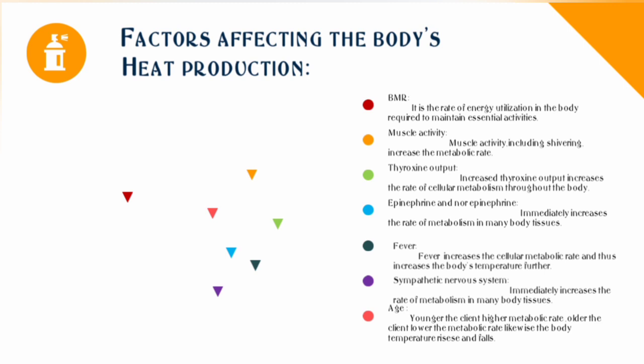Seventh, age. Metabolic rate varies throughout the lifespan of any individual. In general, the younger the client, the higher the metabolic rate. In that case, the body's heat production is also high. If we talk about older people, they are usually at risk of hypothermia due to the low metabolic rate.